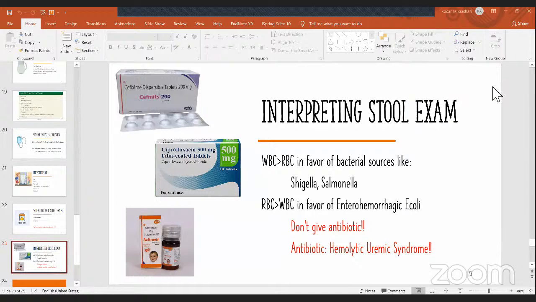If you have more RBCs than white BCs in your stool exam, that is in favor of enterohemorrhagic E. coli. Enterohemorrhagic E. coli, if treated with antibiotics, will lead to hemolytic uremic syndrome, which is a very bad syndrome. Do you know what happens in hemolytic uremic syndrome?